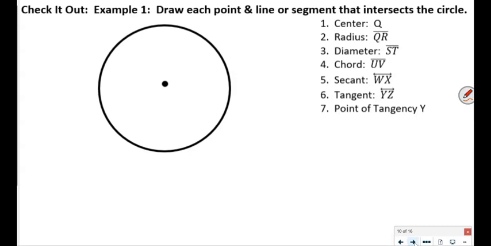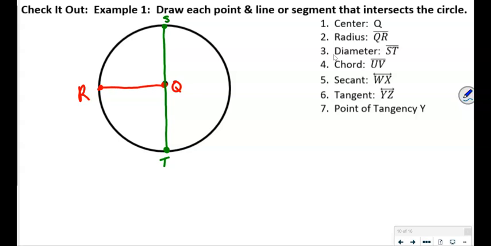So the first thing it says here is center Q, so I'm going to label this Q, okay? Then it says radius QR. So I'm just going to draw a radius from the point there to the center. Should be a straight line. Mine's not the best, but you guys get it, QR, right? Then it says diameter ST. So a diameter, remember, does what? It goes through the center of the circle all the way to the other side. It is a chord, but it's a chord that goes through the center. So this is ST.